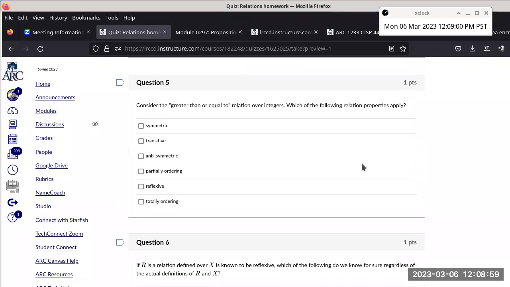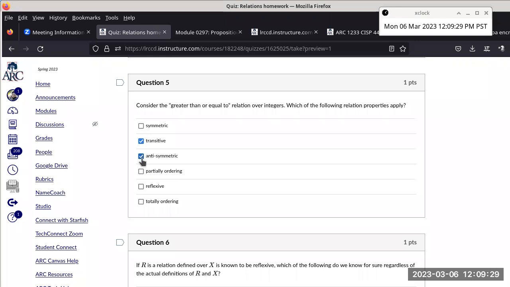Number 5, greater than or equal to. This one is transitive. It is not symmetric because, okay, I can give you an example. 5 is greater than or equal to 4, but 4 is not greater than or equal to 5, so it is not symmetric. It is anti-symmetric because in this case, if A is less than or equal to B and B is less than or equal to A, then A and B must be the same.